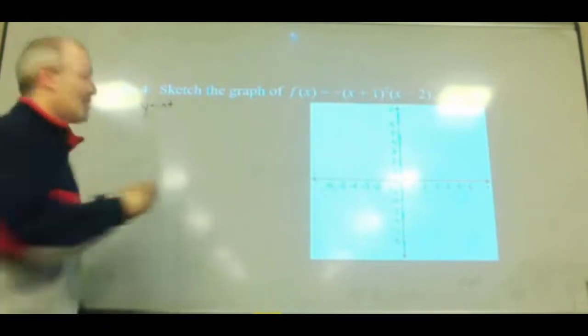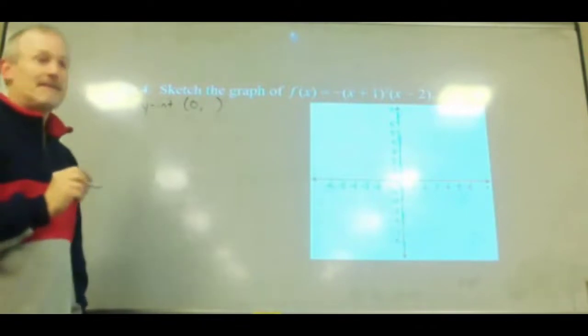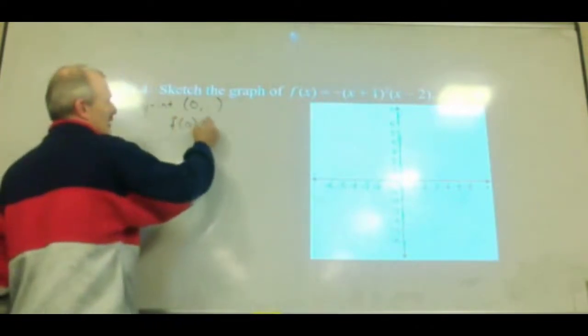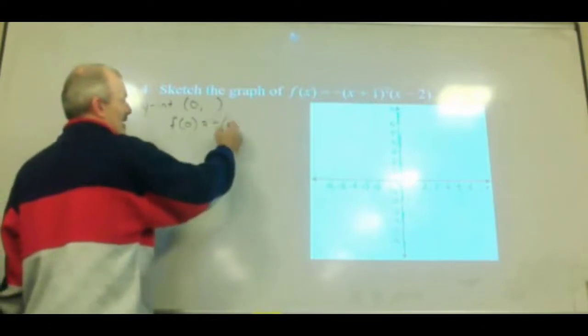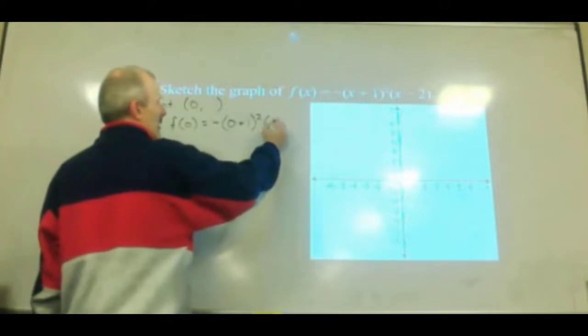Put zeros where the x's are. Exactly right. So it's going to be 0, something. Let's do that work. It'll be f of 0. So it's going to be a negative sign, and then 0 plus 1 squared, and 0 minus 2.